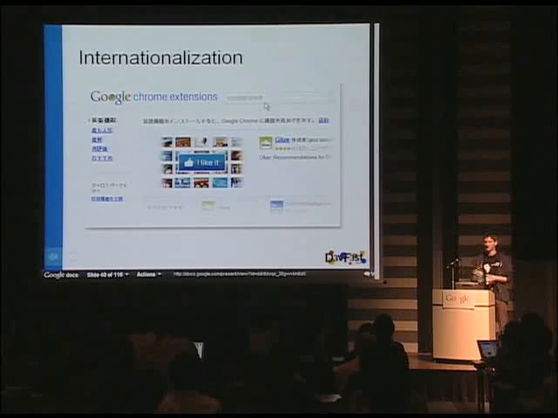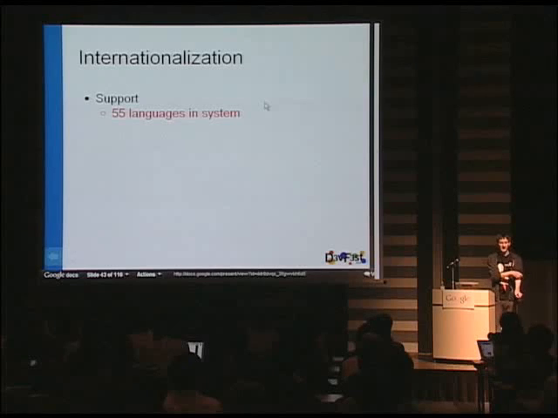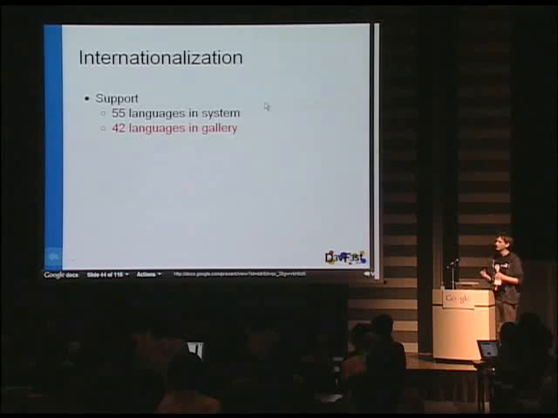So next, I'm going to talk about internationalization, which is a feature that we rolled out about 2 months ago. We currently support in the extension system 55 different languages, which means that if you're using internationalization, you can localize your extension in up to 55 different languages, provide translations in those languages. And the extension gallery itself supports 42 different languages. It's translated into 42 different languages. And I believe that accounts for over 99% of the world's population. So by localizing your extensions, you have the opportunity to get your extension to potentially a lot more users.